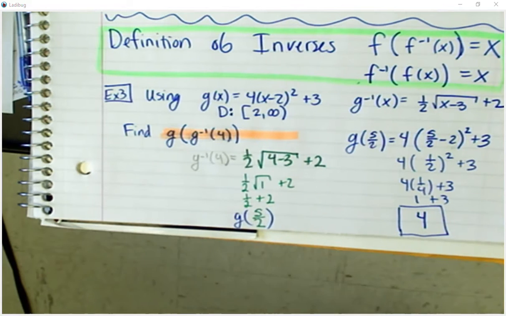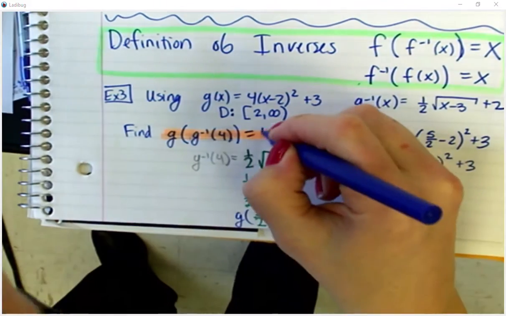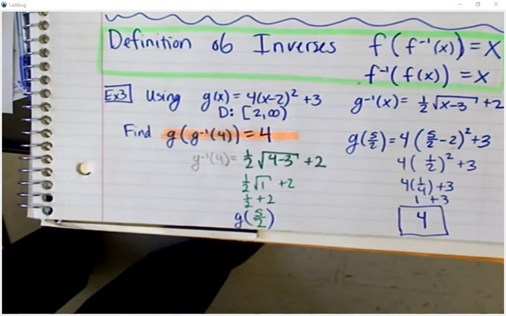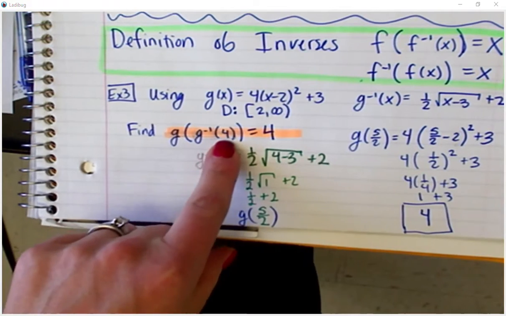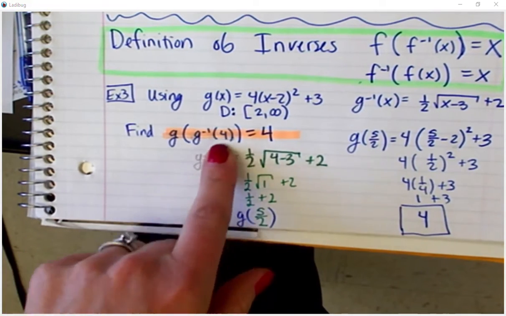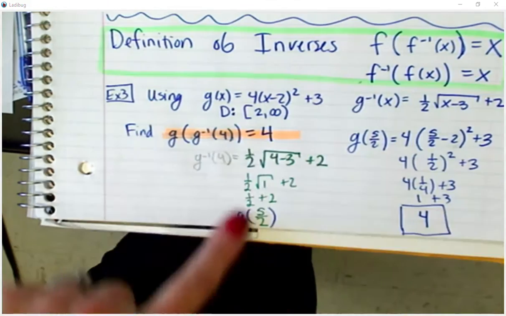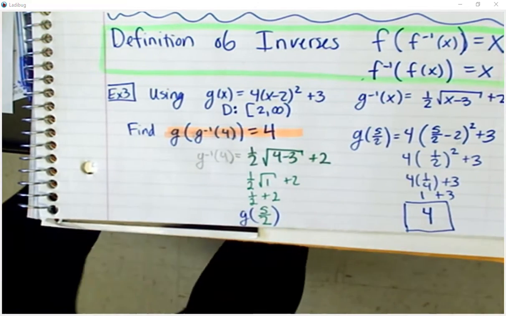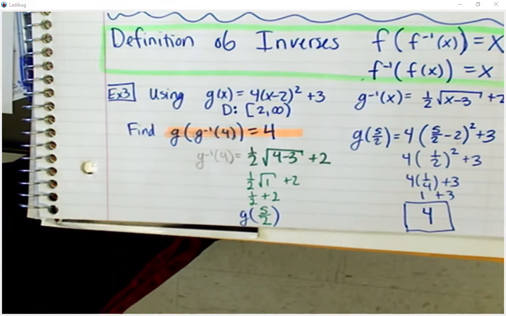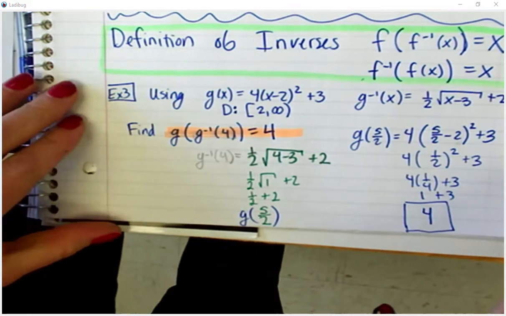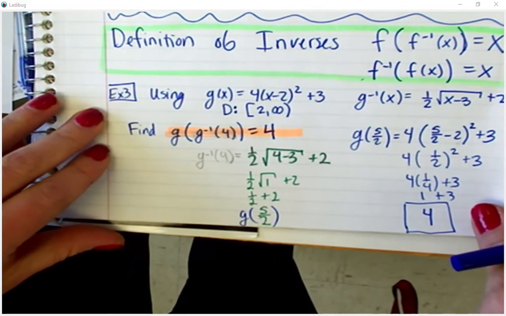Look at the definition. If you have inverses and you plug in x, you'll get x. That's what that definition means. Whatever number you plug into the composition of inverses, you're going to get that number out. And so we just did it algebraically. Now we're going to do it with a more general expression.